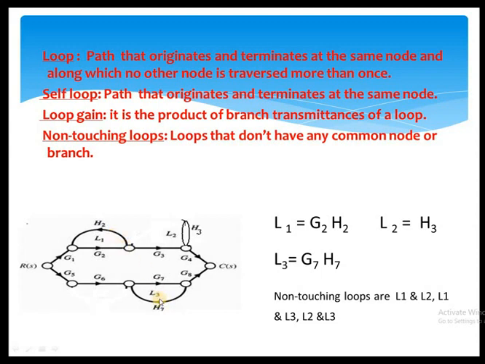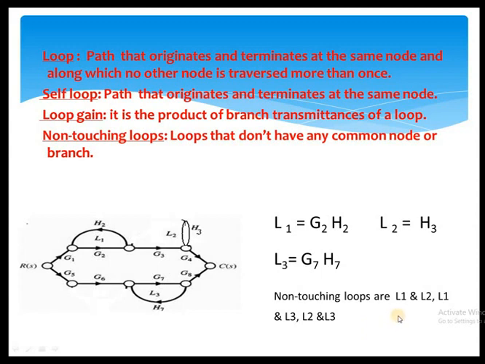There is no common node. That's why it is a non-touching loop. Similarly, if you compare L2 with L3, there is no common node. So all the three loops are non-touching loops only. If you compare L1 with L2, it is a non-touching loop. Similarly, L1 with L3, and L2 with L3 also, are non-touching loops. So in this example, three non-touching loop combinations are possible: L1 L2, L1 L3 and L2 L3.